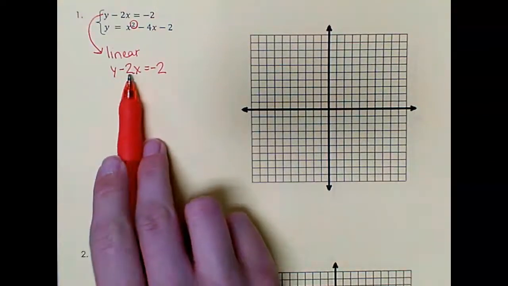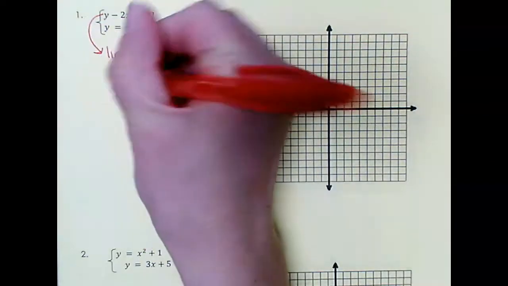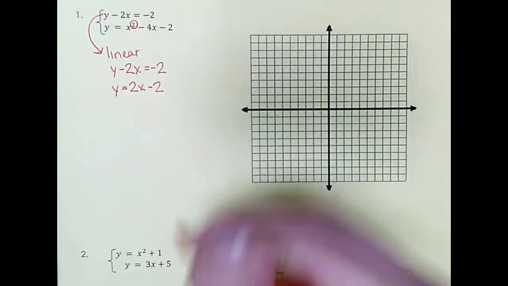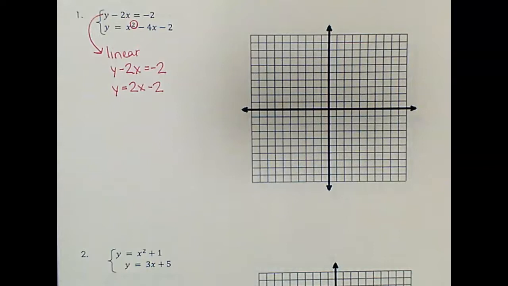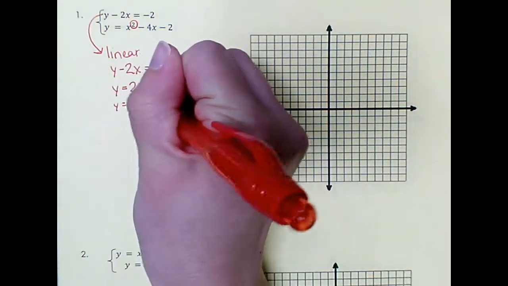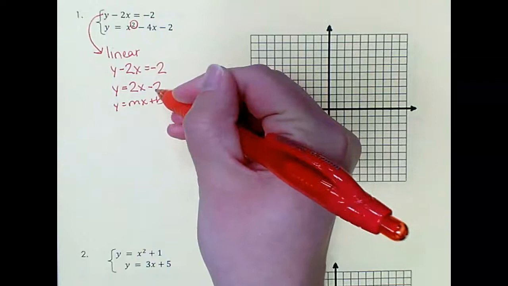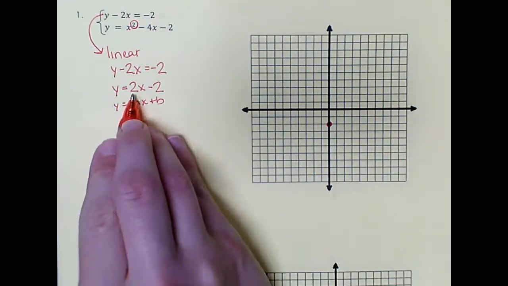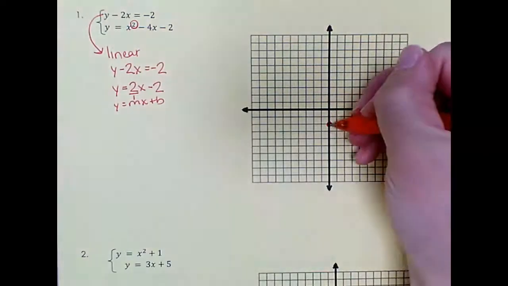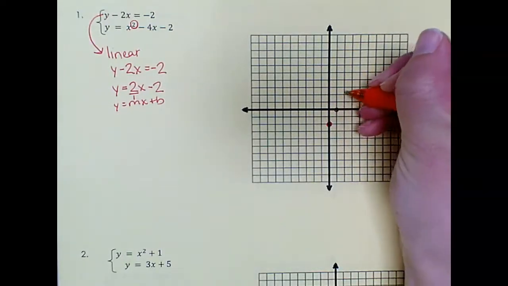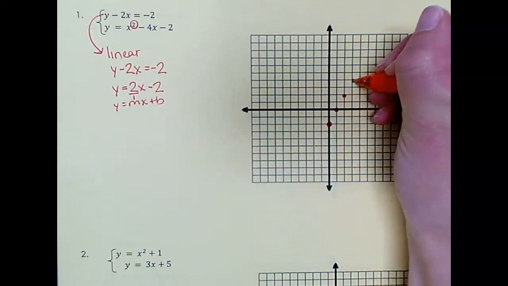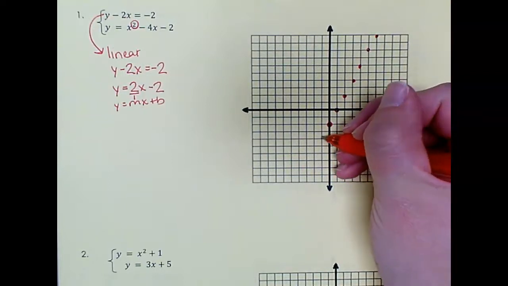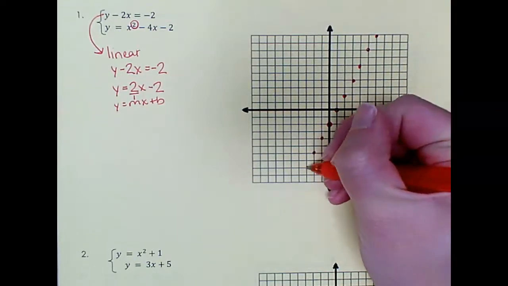So I'm going to move this minus 2x to the other side. If it's minus 2x on the left, it's going to be positive 2x on the right. This looks like y equals mx plus b now, so my y-intercept is negative 2. My slope is 2 over 1. So I'm going to rise 2, run over 1, rise 2, run over 1, until I can't go anymore. I'll also extend my line backwards, down 2, back 1, and so on.